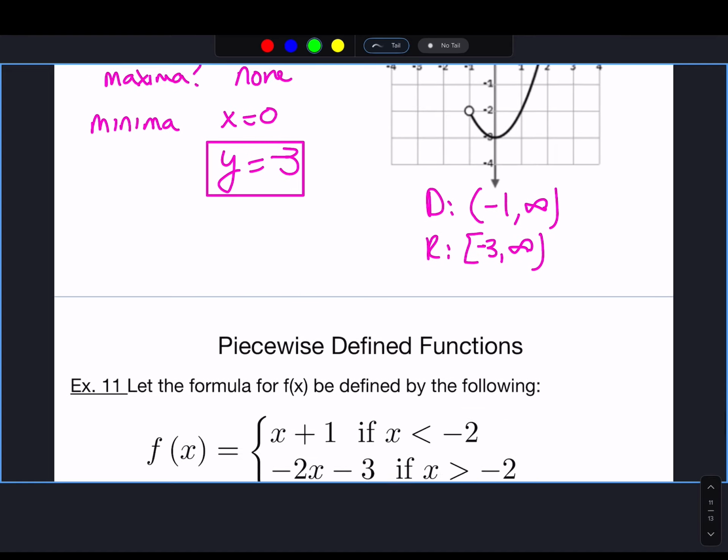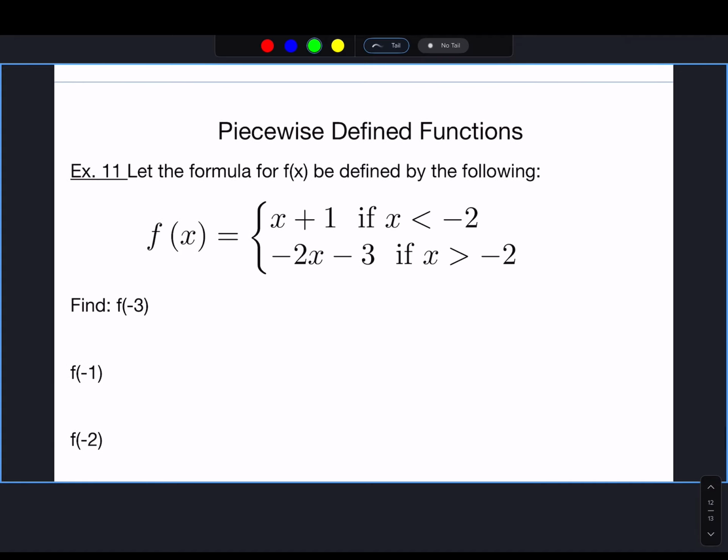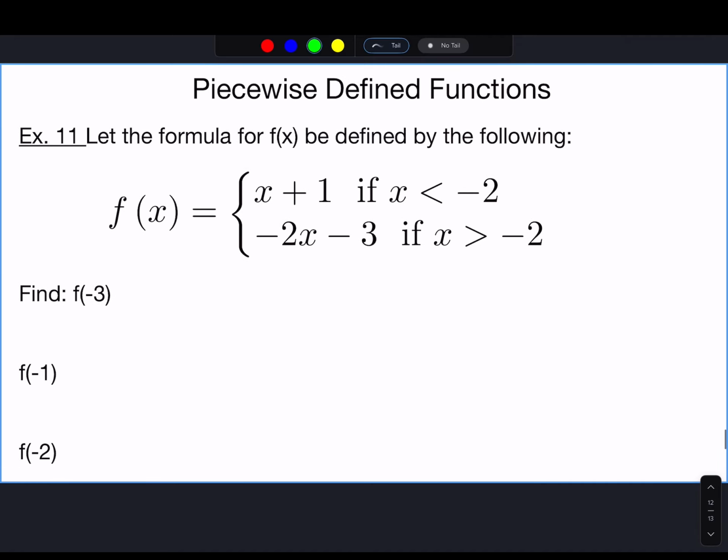Okay, let's talk about piecewise defined functions. A piecewise defined function is a function that has a different formula for different parts of its domain. Michaela, you're looking like, what is going on here? So what these say is that we have this function, but if x is less than -2, it behaves like x plus 1.